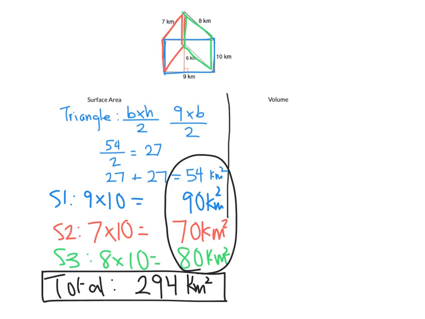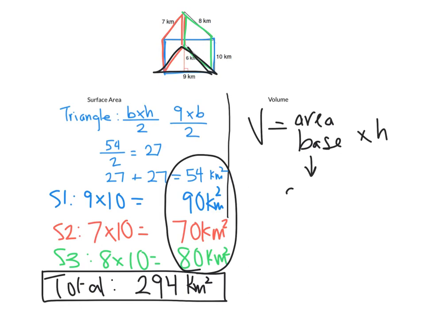Now finding volume is a lot easier. There's a lot fewer steps involved. And to find volume, we just have to remember that volume is the area of the base times the height. Now in this case, the base is the triangle part. So essentially we're finding the area of the triangle and multiplying it by the height.